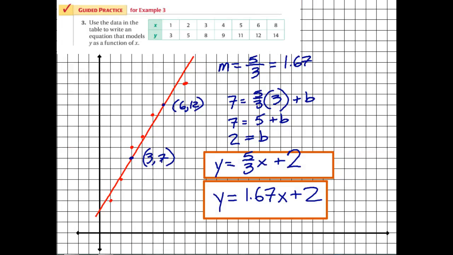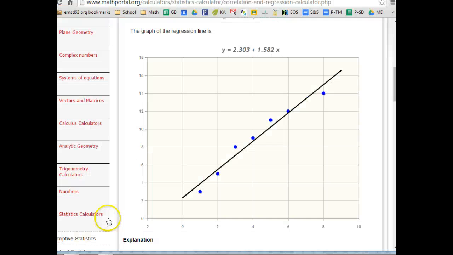So let's see, what did we get? 1.67x plus 2. Let's see what they got again: 1.58x plus 2.3. So we're a little bit off. It means their line is a little shallower than ours.